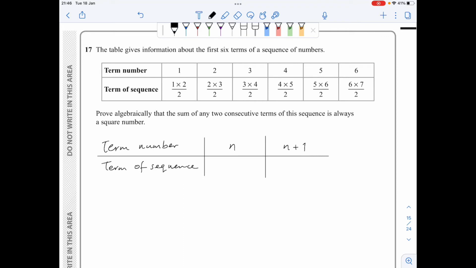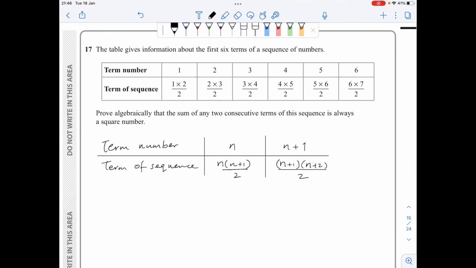Now, if the term number is n, then the term of the sequence is n times n plus 1 over 2. And if the term number is n plus 1, the term of the sequence is n plus 1 times the next integer, which is n plus 2 over 2. And I need to show that the sum of these two terms is equal to a square number.